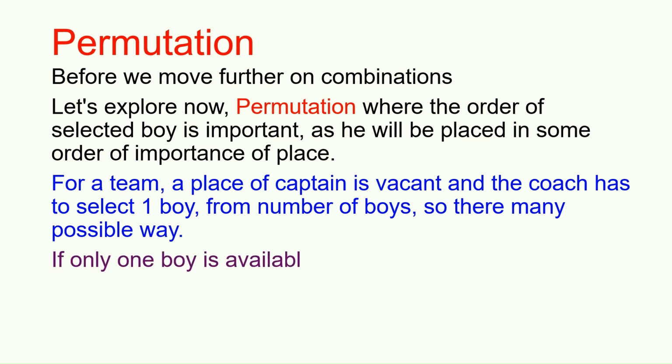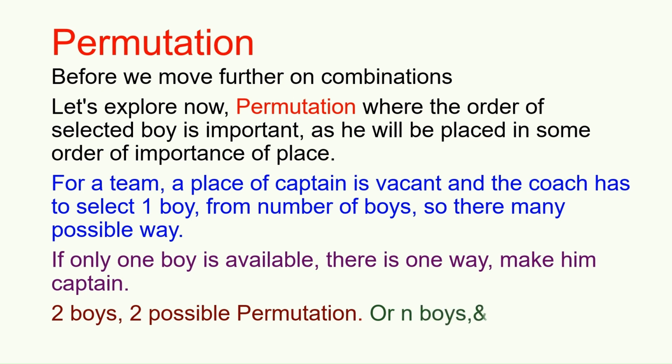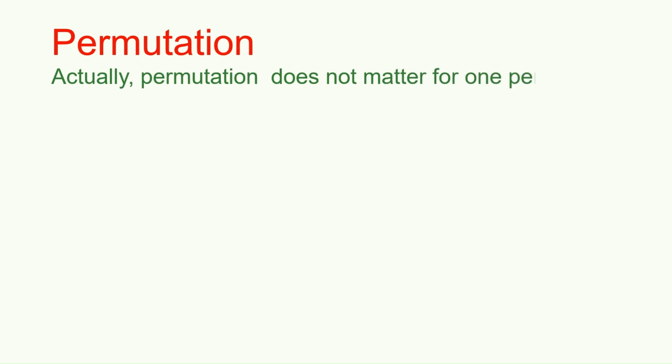If only one boy is available, there is one way. Make him captain. For 2 boys, there are 2 possible permutations. For n boys to be selected as captain, n permutations are possible. Actually, the permutation does not matter for one person.